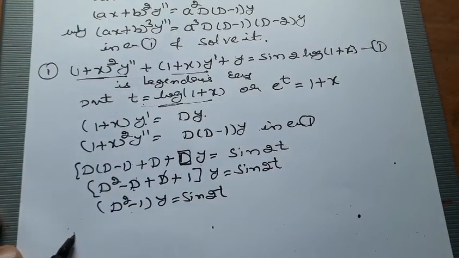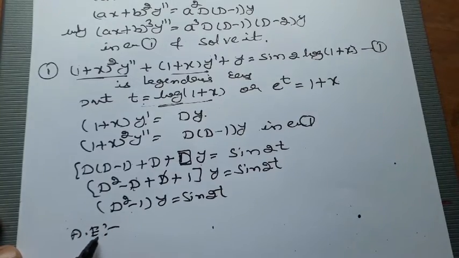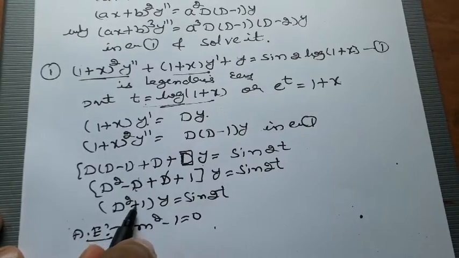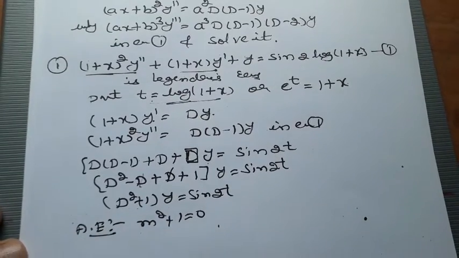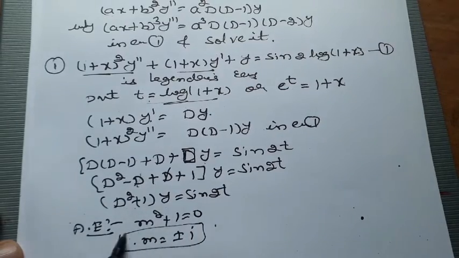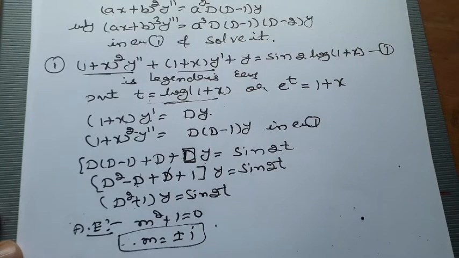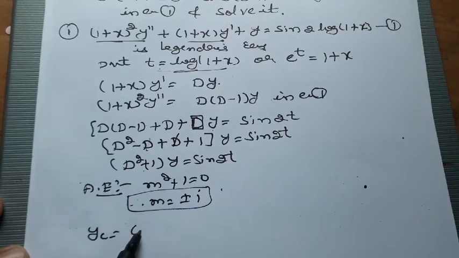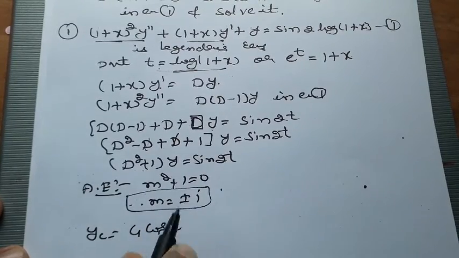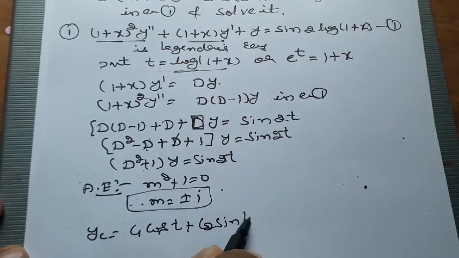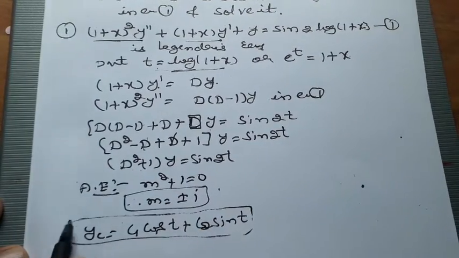Next, writing directly, the auxiliary equation is m squared plus 1 equal to 0. Therefore m equal to plus or minus i. So the complementary function, yc or CF, equal to C1 cos of t, because t is the variable here, plus C2 sin of t. This is the complementary function.